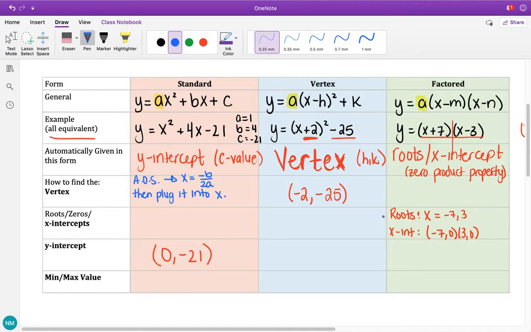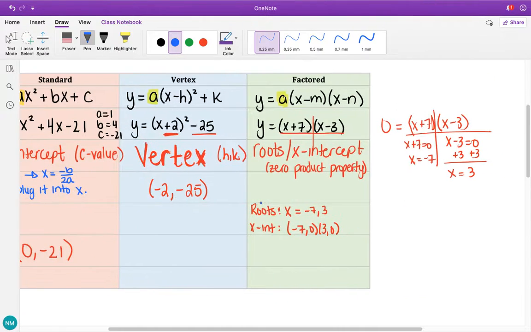So I'm going to do it over here just so you can see. If I have x equals negative b over 2a, b is 4, so it's negative 4 over 2 times a. A was 1. And so I have negative 4 over 2, which is negative 2. Okay, so I have x equals negative 2 as my axis of symmetry.